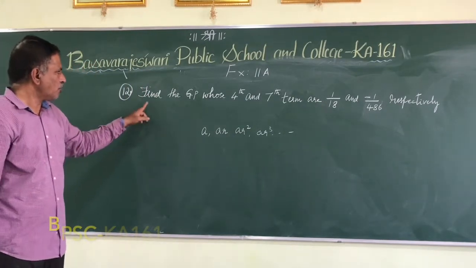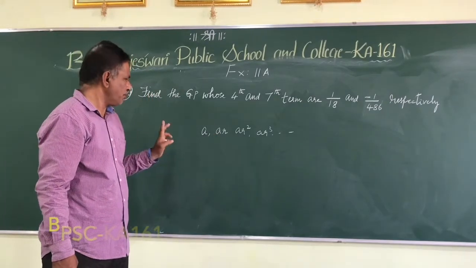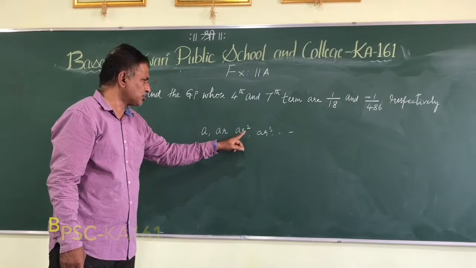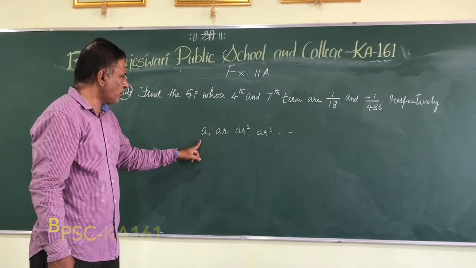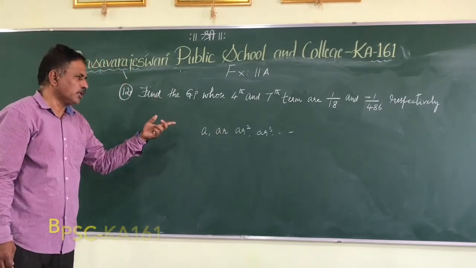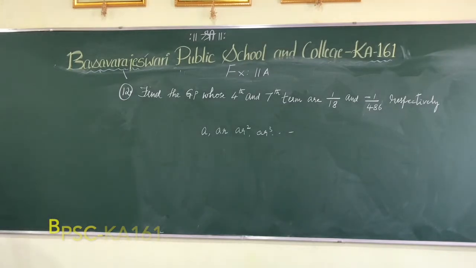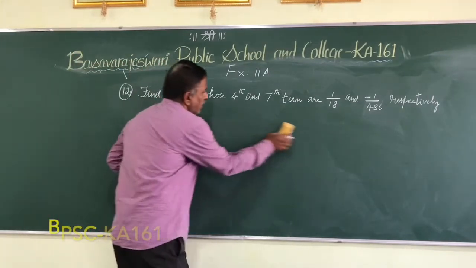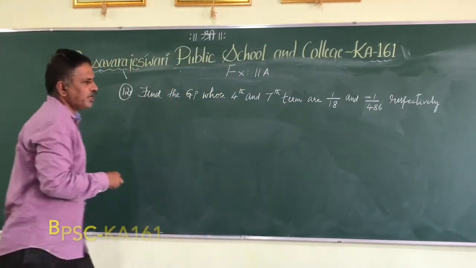Very clearly, to find the GP means what? I have to find out the sequence of GP, that means A, AR, AR square, AR cube and so on. So to find that, I need A and I need R. In the 11th problem, I told you how to find A as well as R. Please follow it. Now, he has given the fourth term is 1 by 18.